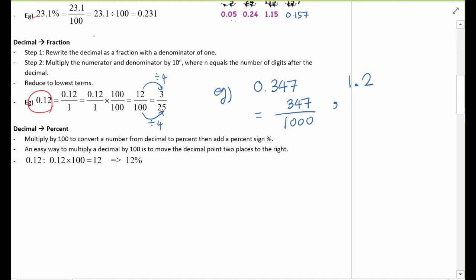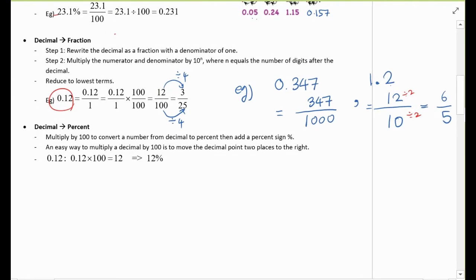Then everyone, 1.2, how many decimal places do you have? You have only 1 decimal place. Then your bottom should be 10, because you have to put only 1 zero here. Okay, and your top should be 12. You're not done yet. You have to reduce the fraction. So let's divide both numbers by 2. Then that is 6 over 5. So this is the answer.